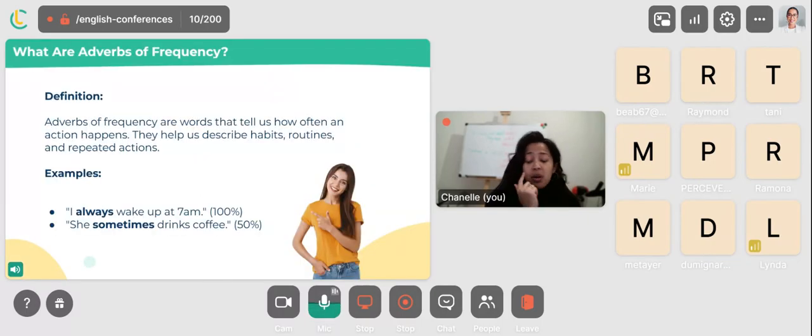Introduction to the adverbs of frequency. Adverbs of frequency are words that tell us how often an action happens. They help us describe habits, routines, and repeated actions. For example, I always wake up at 7 a.m. So that shows that it is at 100%. It is something she does all the time. She sometimes drinks coffee. This takes the frequency down to 50% because it is not something she does all the time.